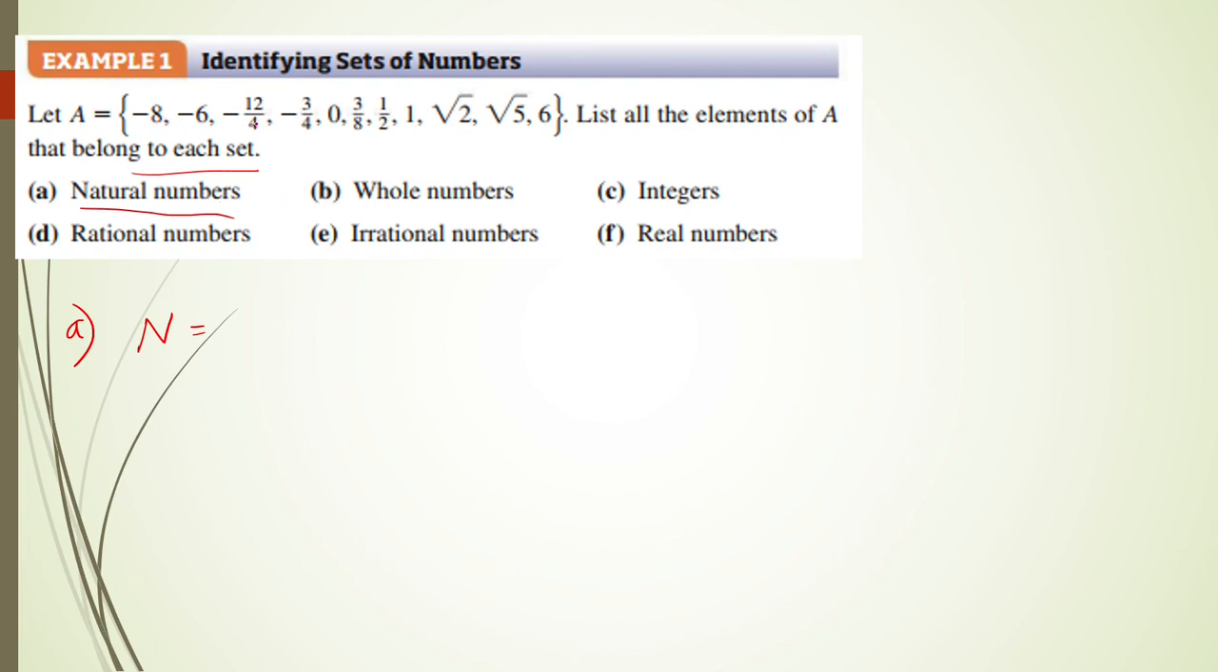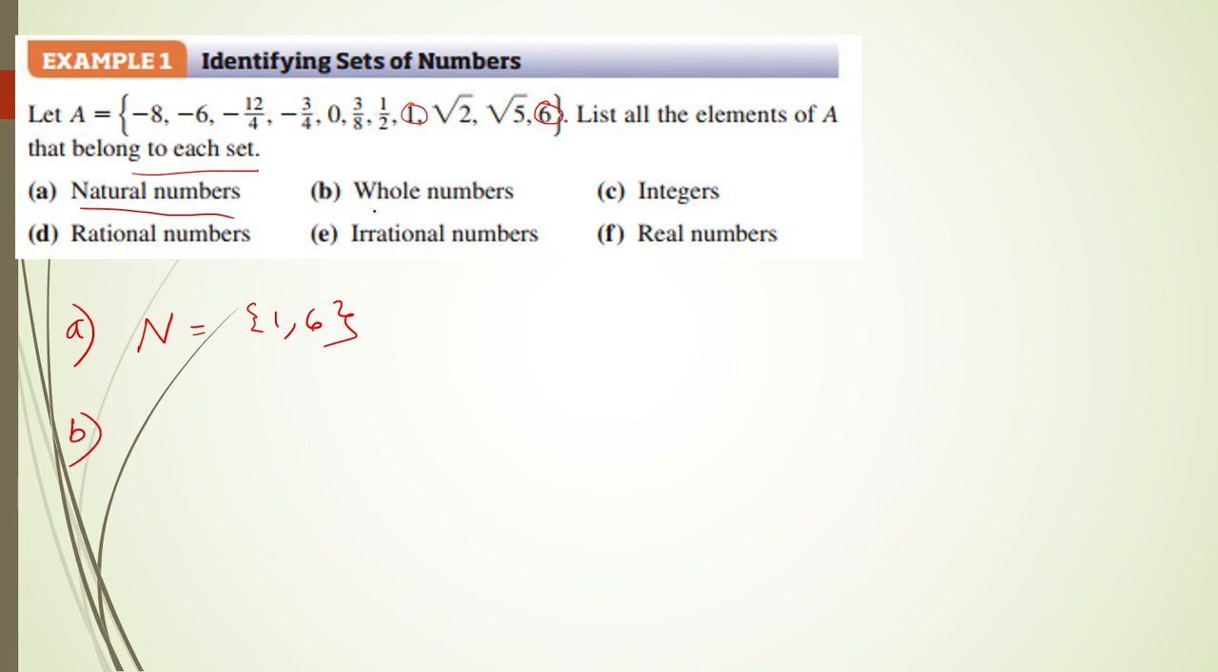So we have 1 is a natural number, and 6 is a natural number. Remember, a natural number has to be a positive number that starts from 1. So we have just 1 and 6.